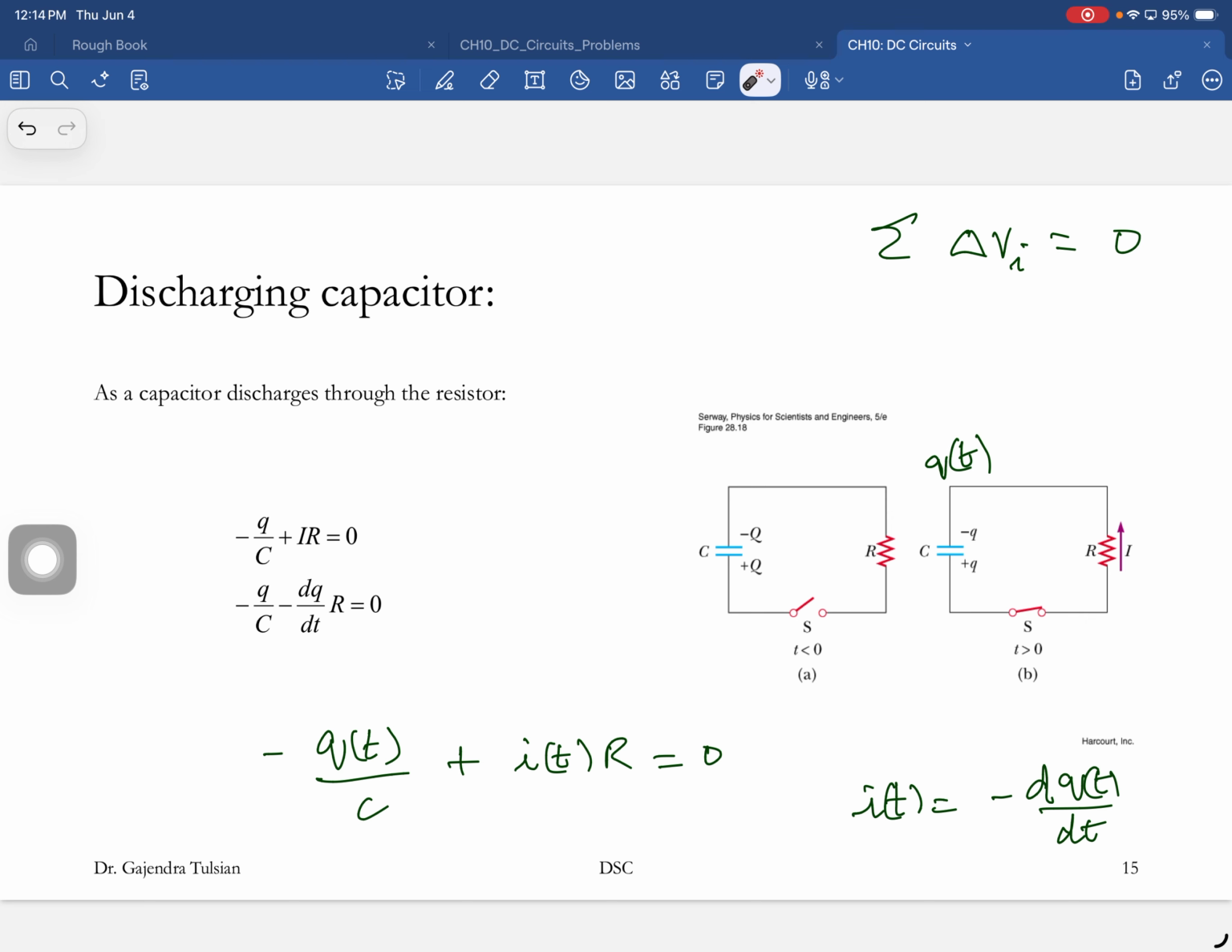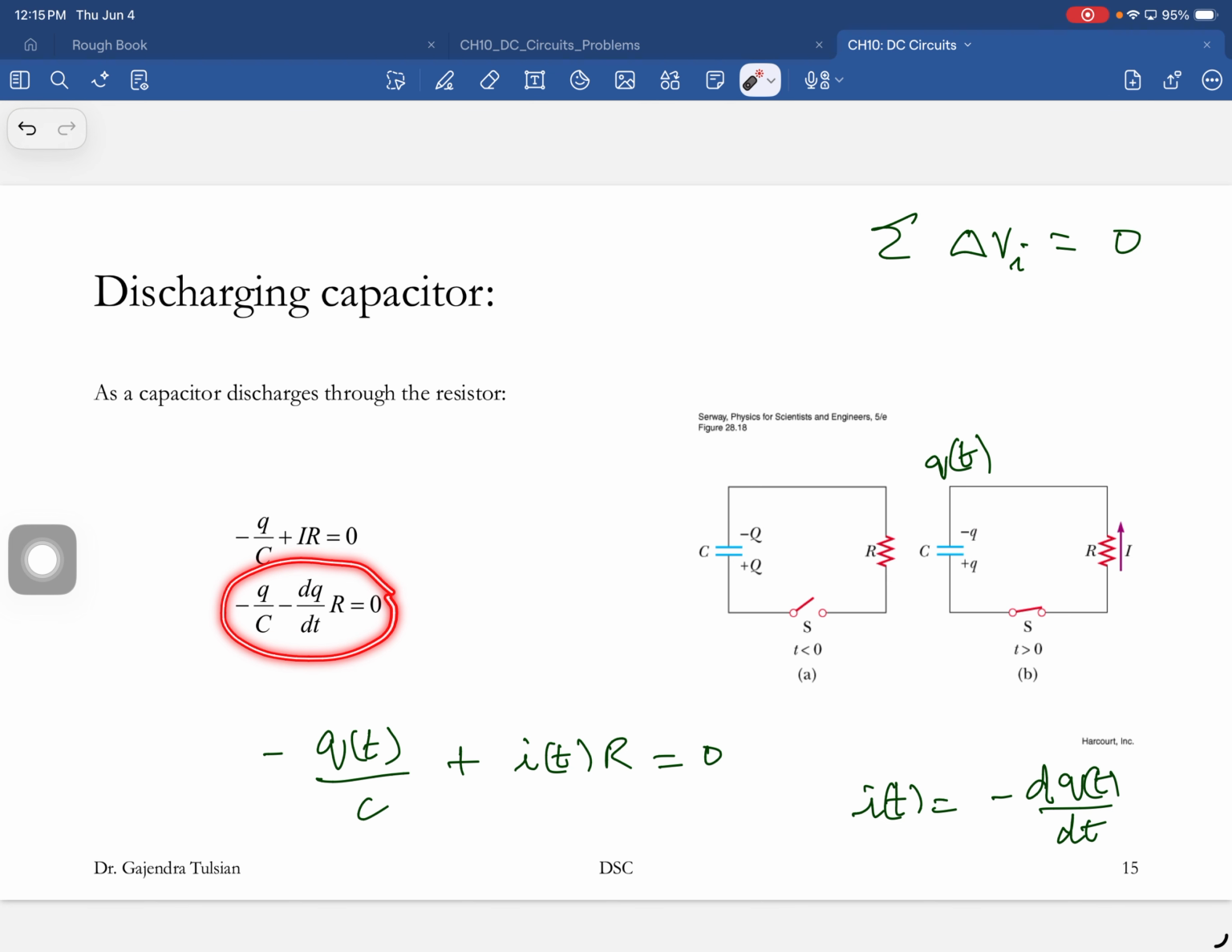In the previous one, we were charging the capacitor, and in this one we're discharging it. So the charge should go down. Yes, the charge is going down. There it was an increasing function, dQ by dt was positive, and I was equal to that. Here, the charge is decreasing, so dQ by dt is negative. Negative of negative is positive. So that's what was going on. So there's the differential equation for the discharging capacitor.